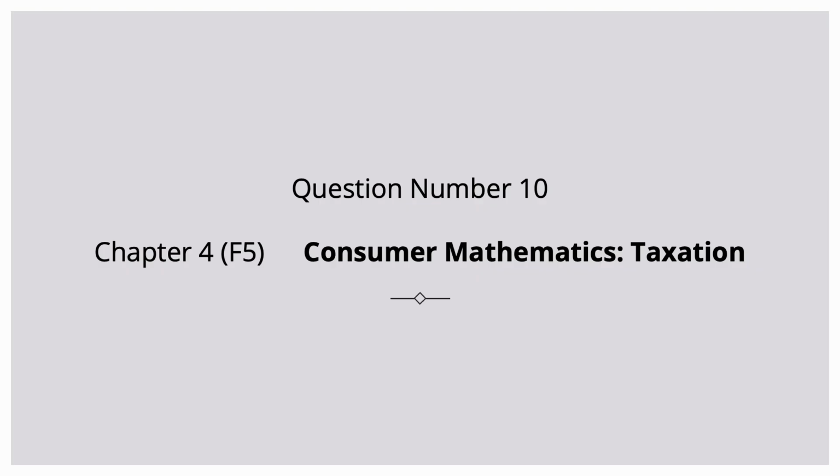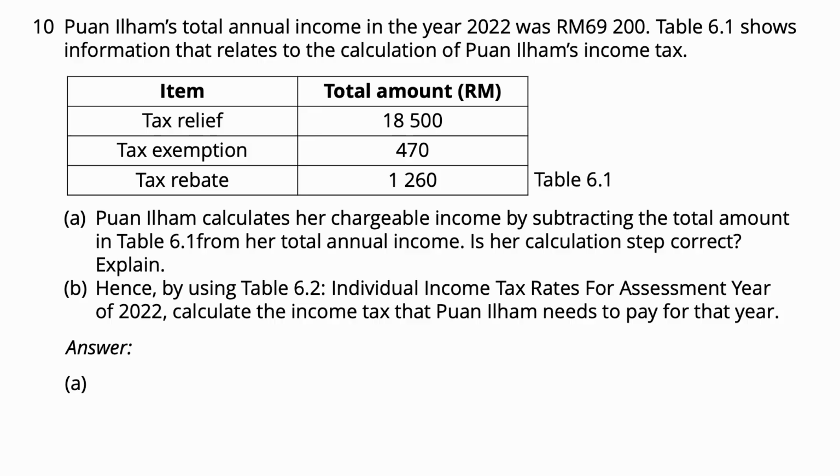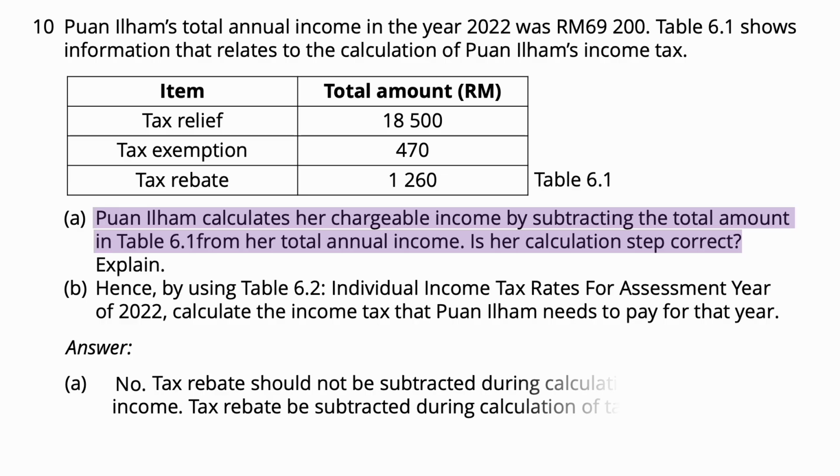Question number 10. A. Miss Ilham calculates her chargeable income by subtracting the total amount in table 6.1 from her total annual income. Is her calculation step correct? No. Tax rebate should not be subtracted during calculation of chargeable income. Tax rebate should be subtracted during calculation of tax payable.